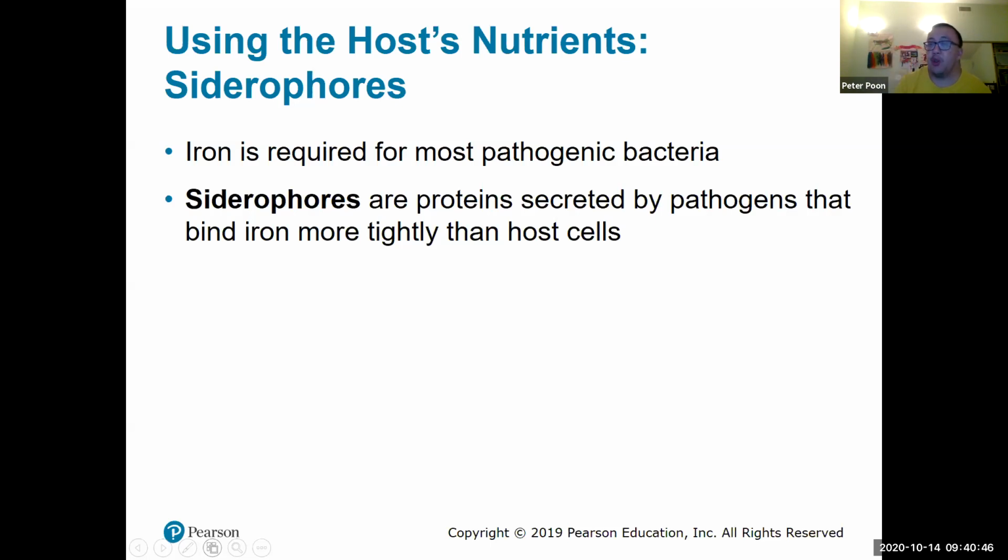And if they can reach open your cells, your red blood cells have a lot of iron in them, right? So they want to break open your red blood cells to get access to that iron. But your heme groups and stuff are very good at holding on to the iron. So there's a big fight, okay? And siderophores are actually proteins that are secreted by pathogens that bind and sequester iron away from the host cell and keep it for the bacteria.